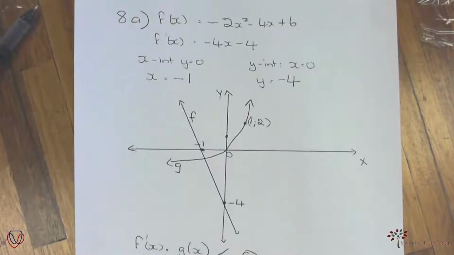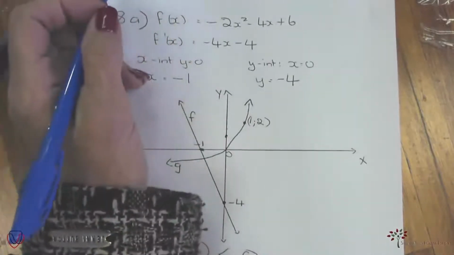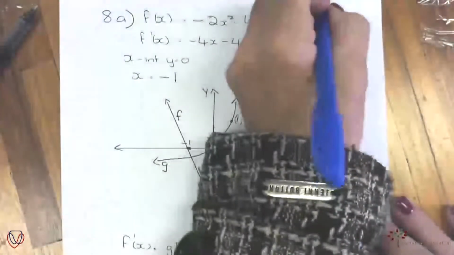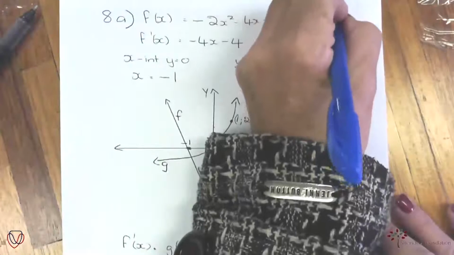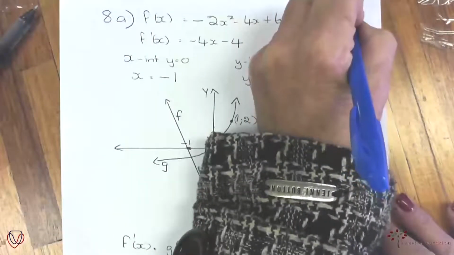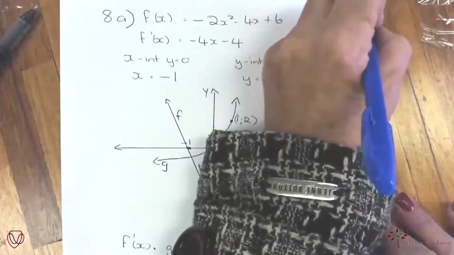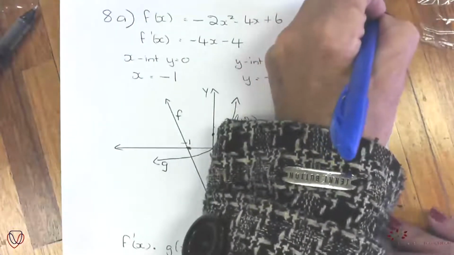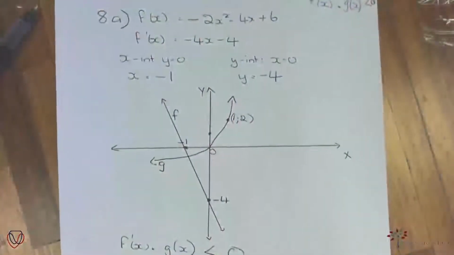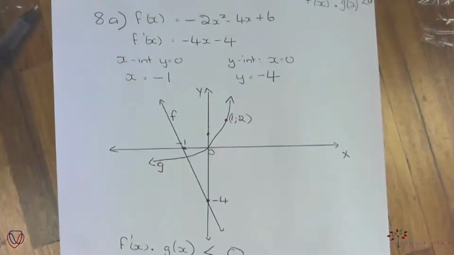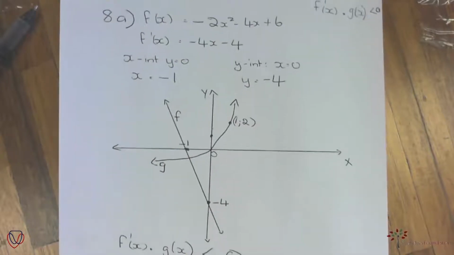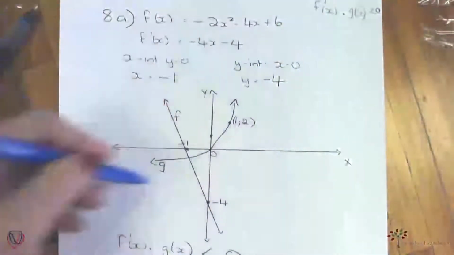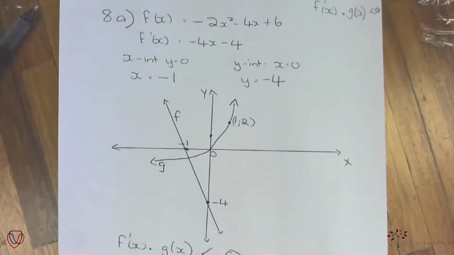They said use the graph to determine the values of x where, I'm going to write it here for you, f'(x) times g(x) is smaller than 0. Voila! That is the question. Determine x, where the derivative of my parabola times the exponential graph will be smaller than 0.